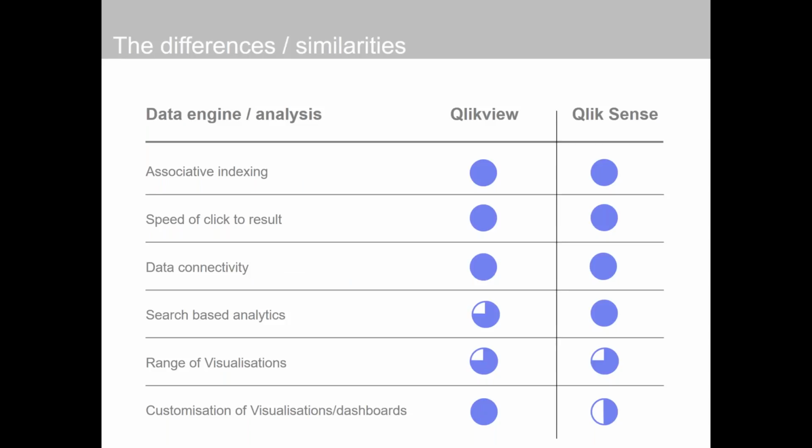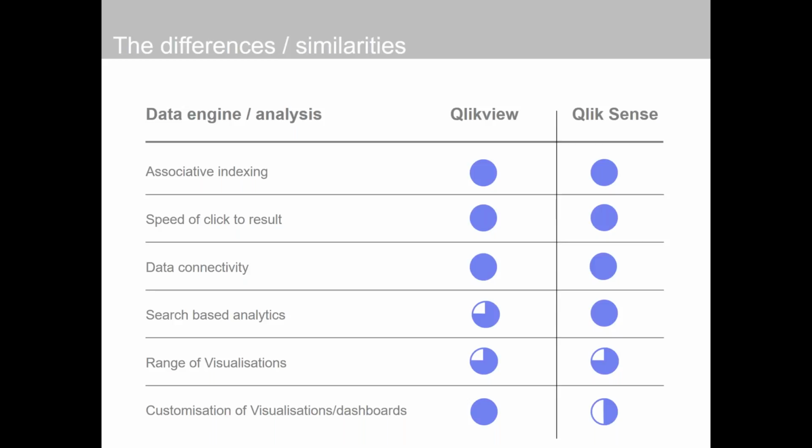If we look at the data engine that underlies both products, you can see the first three lines, all circles are exactly the same color, 100%. That's because the engine which underlies ClickView is the same engine that underlies Qlik Sense. So in terms of the associative indexing, the actual in-memory speed of click to results of that click, the data connectivity in terms of what they connect to is identical.